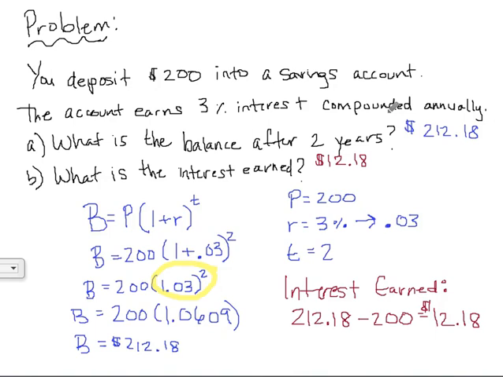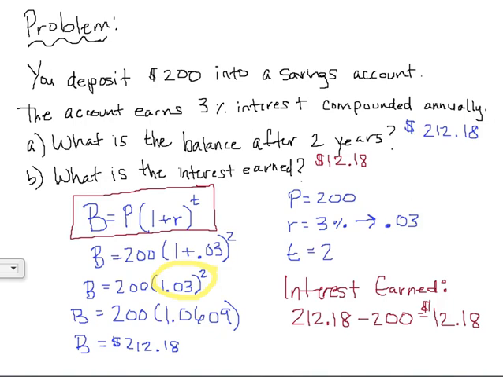So the bigger your interest rate and the longer your money stays in, the more money you're going to earn, right? The more interest you're going to earn. Again, this formula should look very similar to you after doing exponential growth and decay last week, but we're just changing what the values represent.